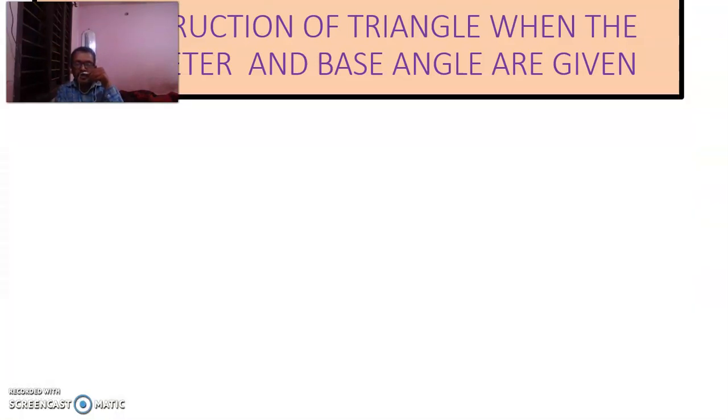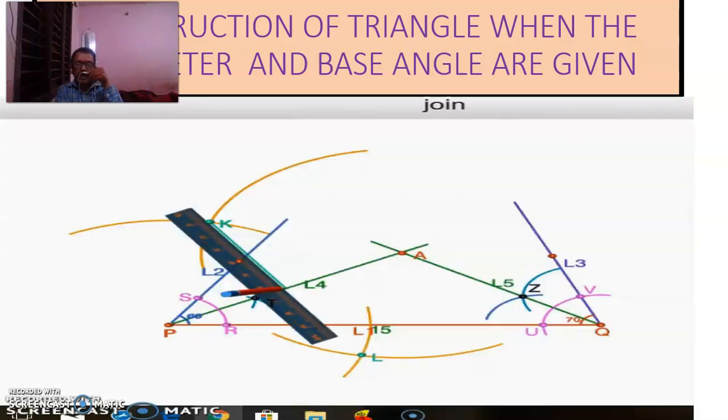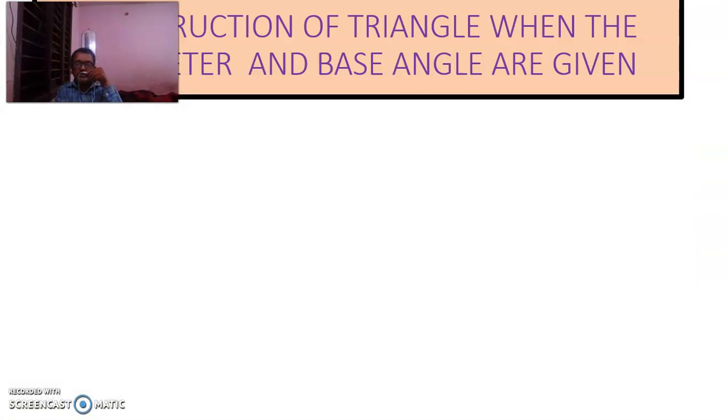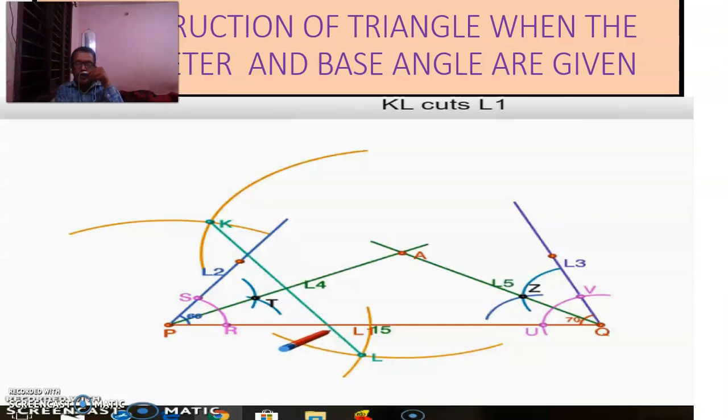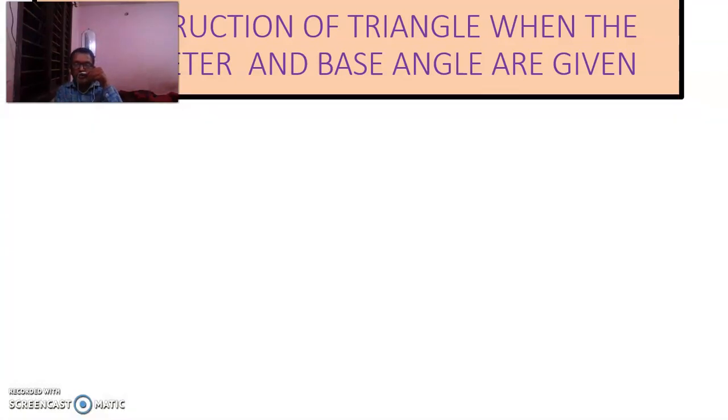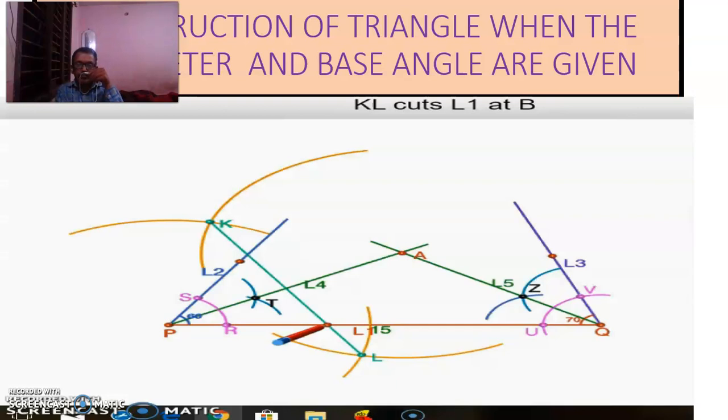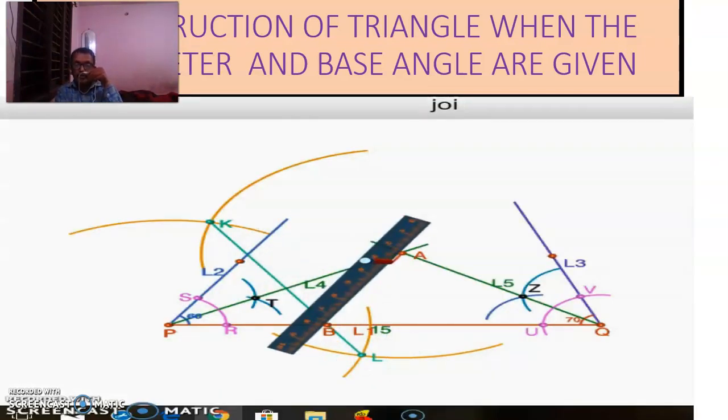Now join KL, which cuts L1 at a point. That point is nothing but B. When the perpendicular bisector KL of L4 cuts L1, that point is B. Join AB.